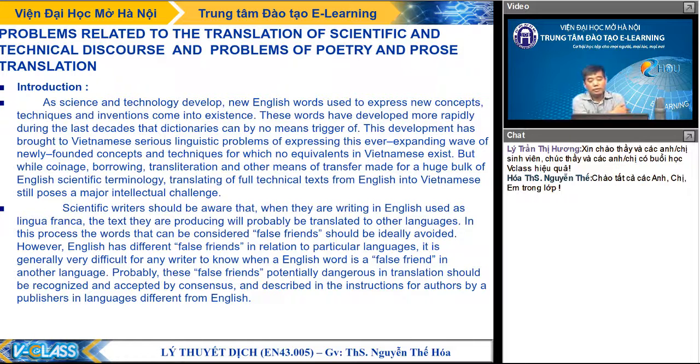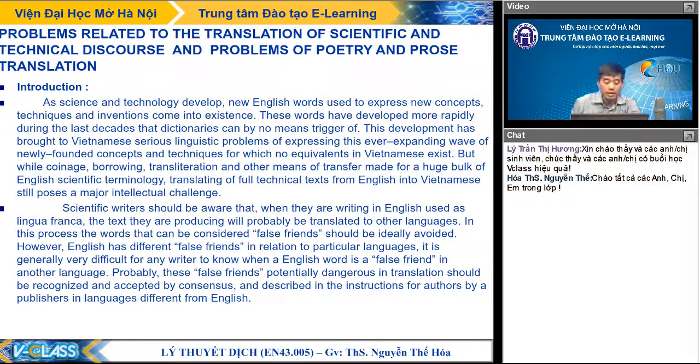And now it's high time we pay attention to some problems related to translation, when we have technical discourse and the problem of poetry and prose translation. As science and technology develop, new English words are used to express new concepts, techniques, and inventions. These words have developed so rapidly during the last decades that dictionaries cannot keep up. This development has brought Vietnamese a serious linguistic problem of expressing this ever-expanding wave of newly found concepts and techniques for which no equivalent in Vietnamese exists.